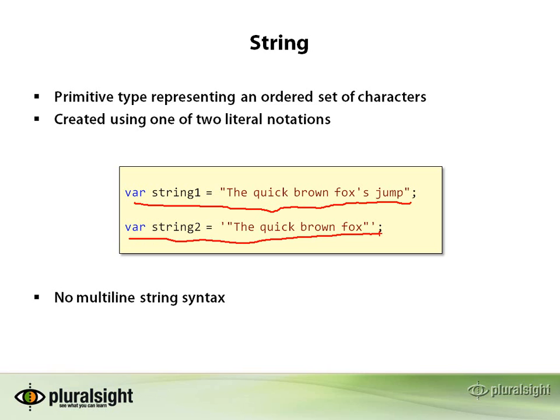It's useful to have these two notations because it allows you to include the other character in the string. So you can see in the first example, because the string is enclosed in quotation marks, I'm able to include an apostrophe in the string without escaping. And in the second example, the string includes quotation marks, and I don't have to escape them because the string is delimited by apostrophes. The final thing to note about JavaScript strings is that there is no multi-line string syntax, unfortunately.